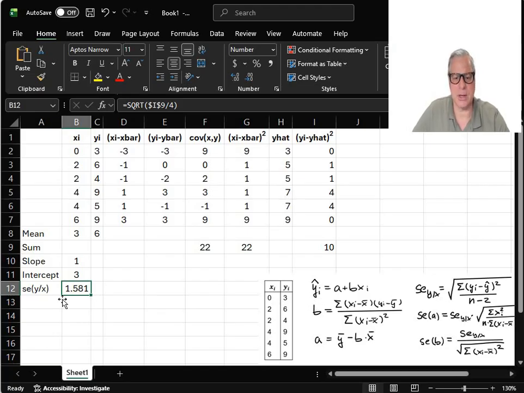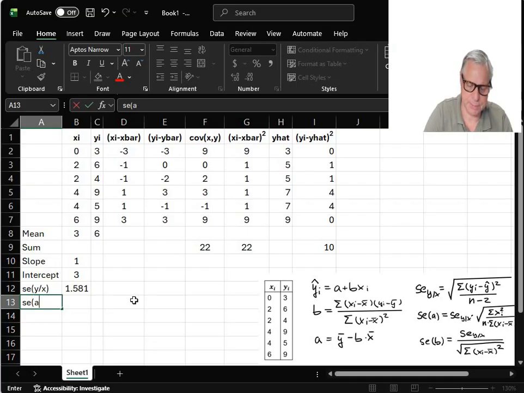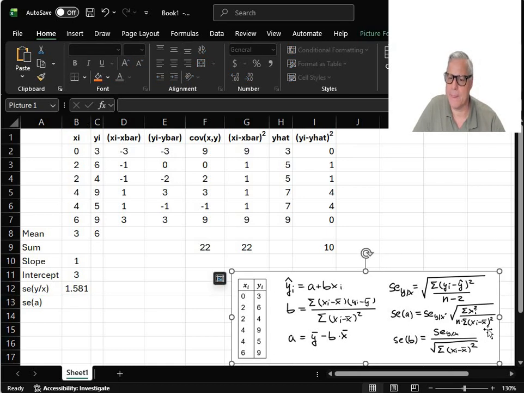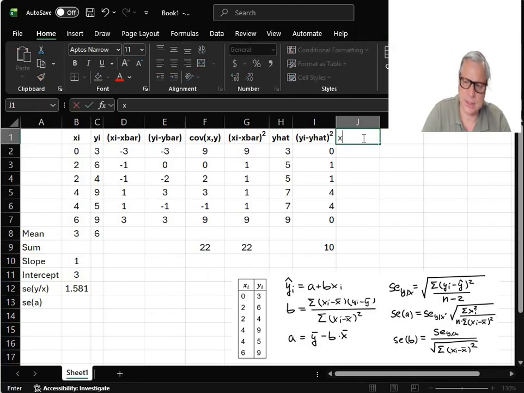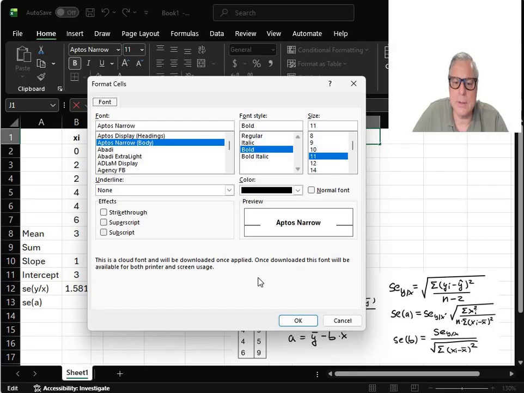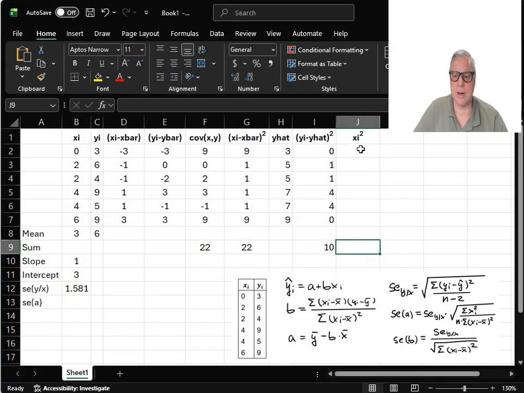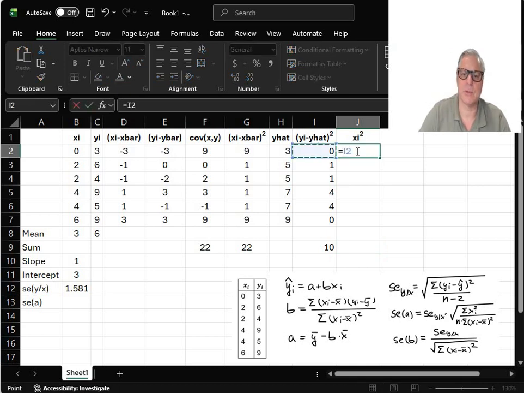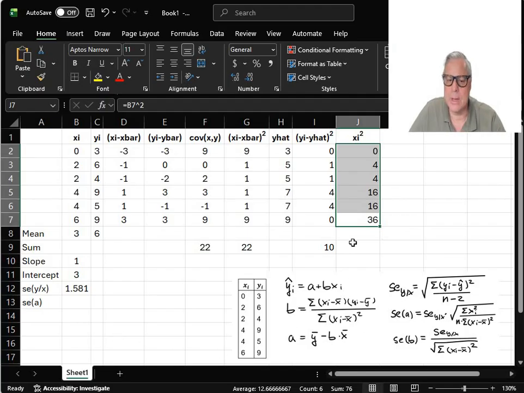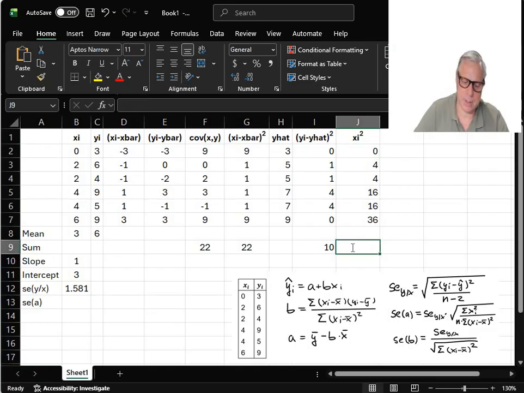Okay, let's move next to the standard error of the intercept. And for that we need the standard error of the regression, and we still need the squared x's. So we need one more column, which is xi squared. So let's superscript that again, xi squared. Let's copy that down. Okay, so then we need to calculate the sum. So the sum of all the xi squared is 76.